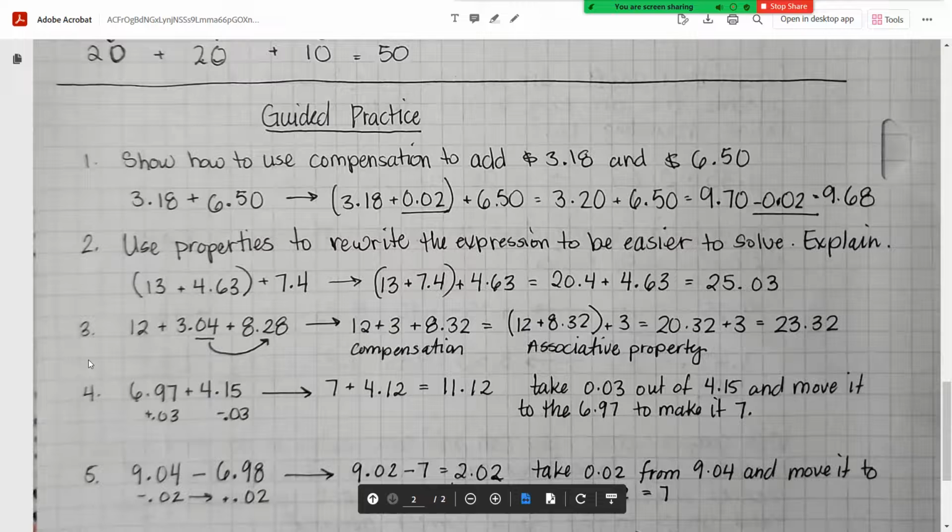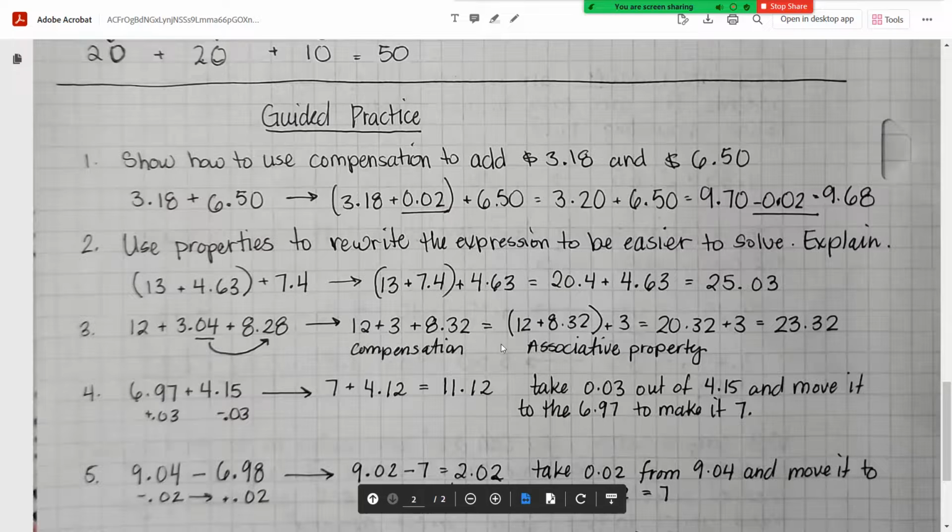For number 3, we're going to use compensation and then the associative property. So I have 12 plus 3 and 4/100 plus 8 and 28/100. So I'm going to take that 4/100 and I'm going to add it on to my 8 and 28/100. So that's going to leave me with 12 plus 3. So now I have 2 whole numbers plus 8 and 32/100. So I used compensation. I moved some from one into another to make it easier.